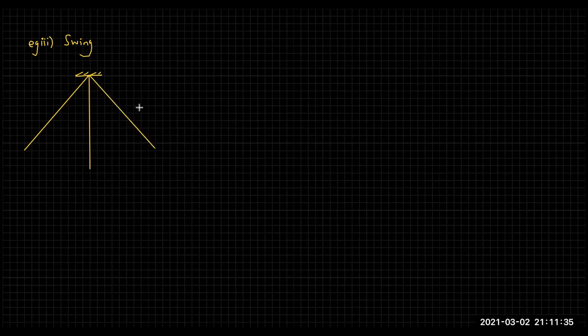So imagine a child swinging like this. Initially the object will be here, then it will be here, then here. So it goes on like this. This is a swing. Back and forth, it goes up and down like that. Now here things are a little different.